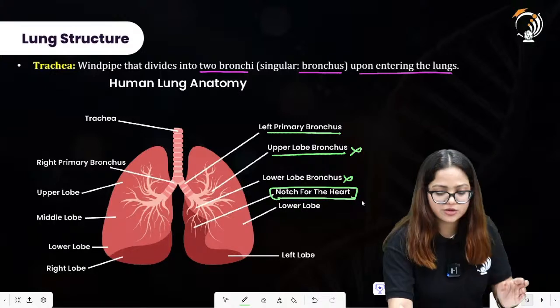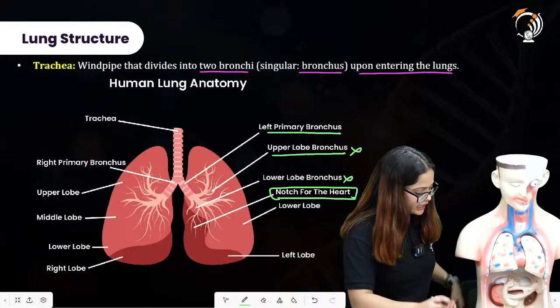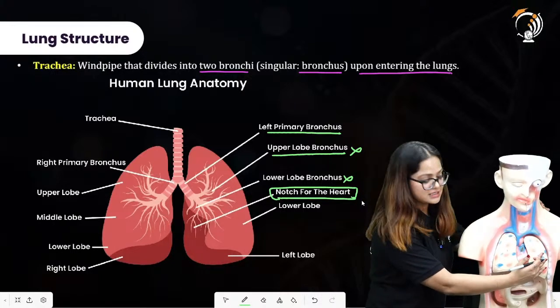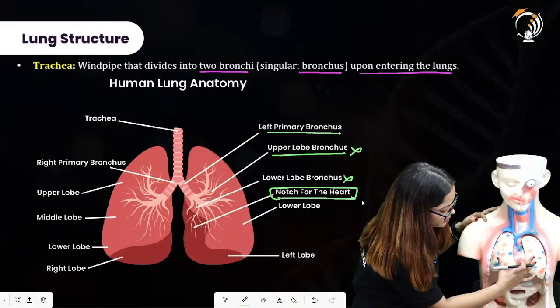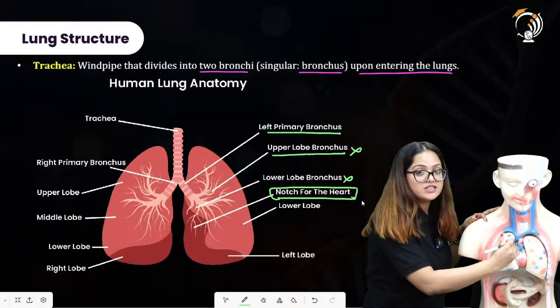Let us understand through Mr. Joy over here. This is the left lung. And in between both of these lungs, the heart is situated, but it is slightly tilted towards the left hand side.